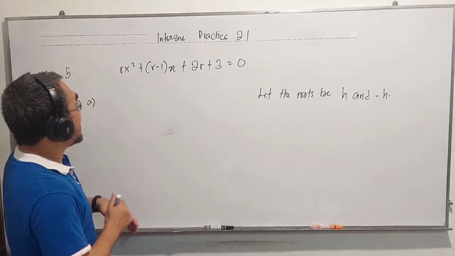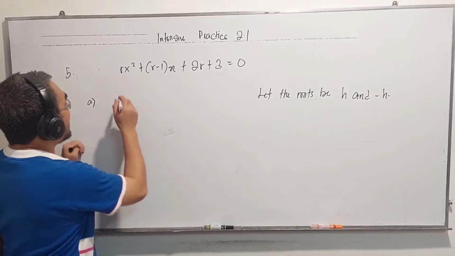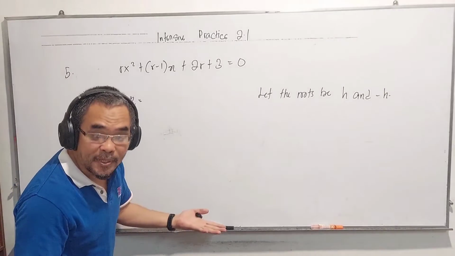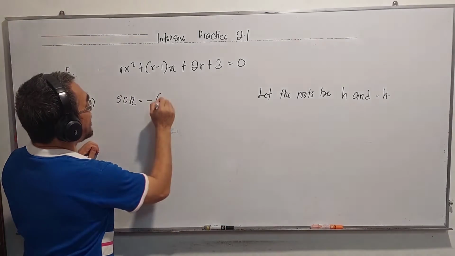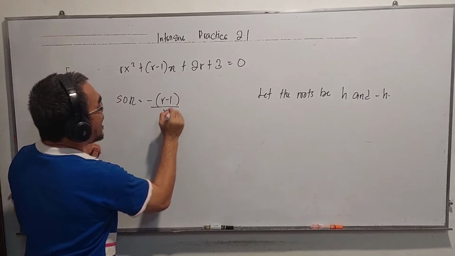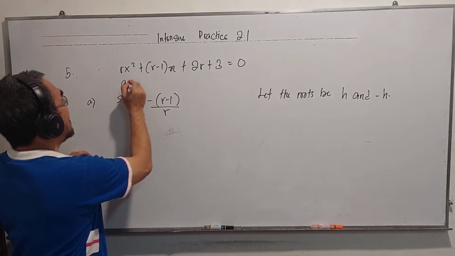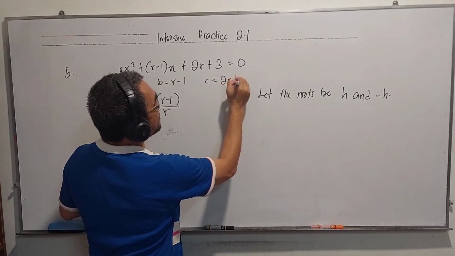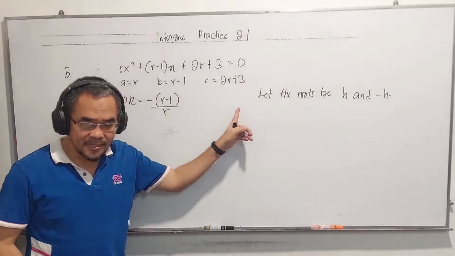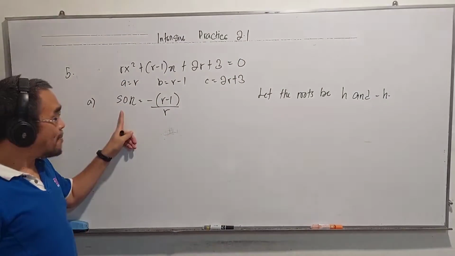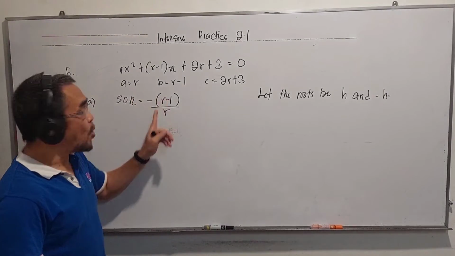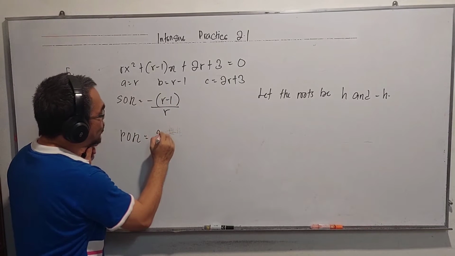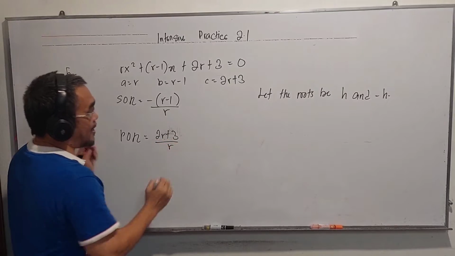So what you do next is, from this equation, you could find the sum of roots. How to find the sum of roots? Negative b over a, so negative (r minus 1) over r, because a here is r, b is r minus 1, and c is 2r plus 3. Do you understand about a, b, c? Okay. The product of roots is c over a, which is 2r plus 3 over r.